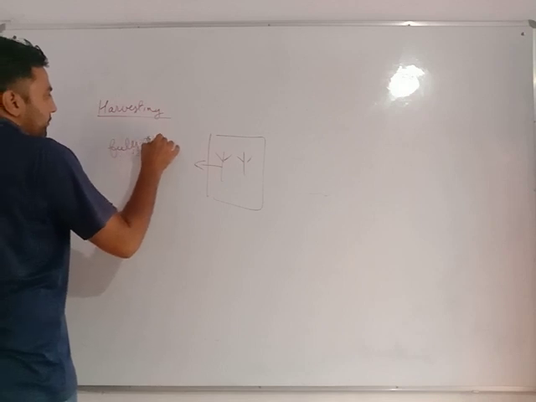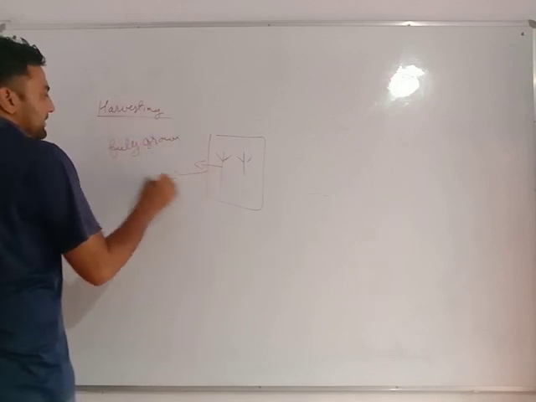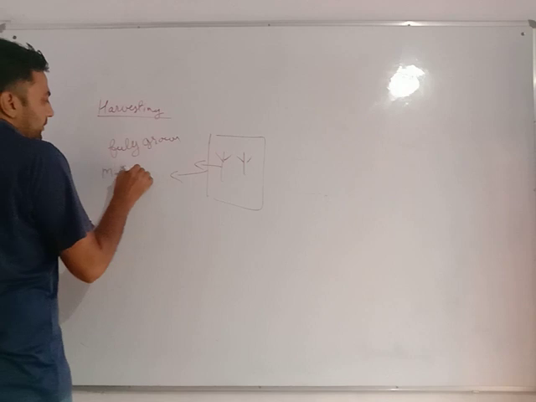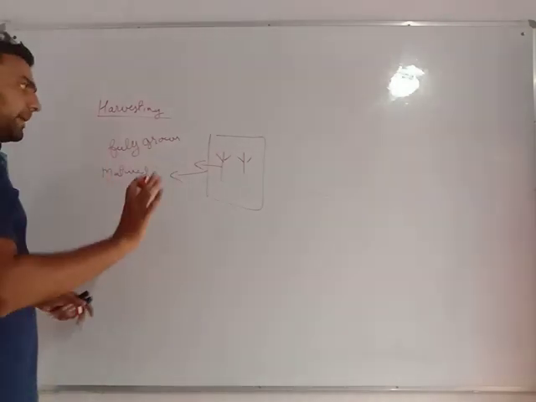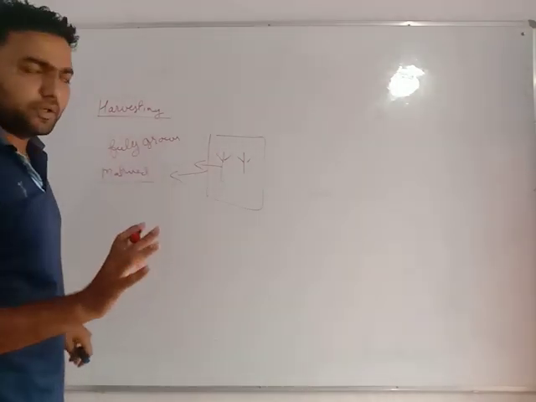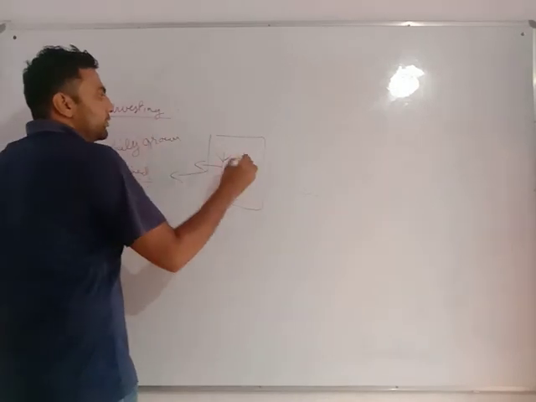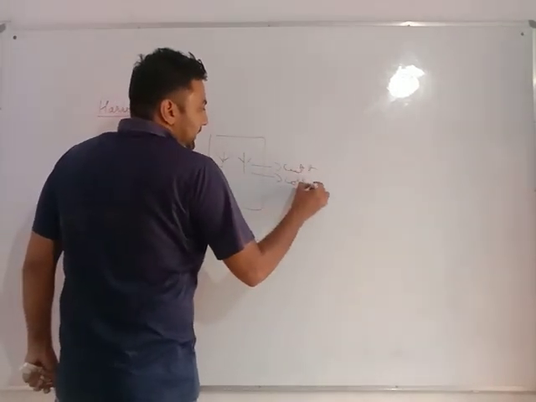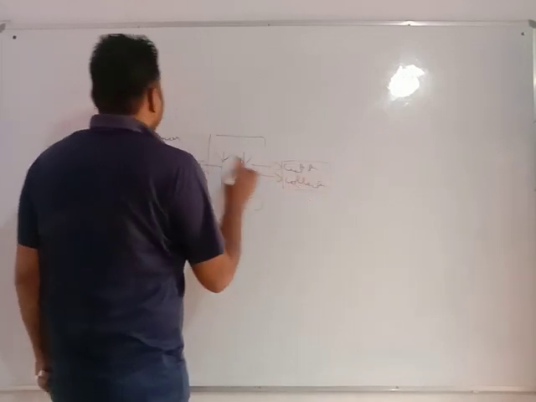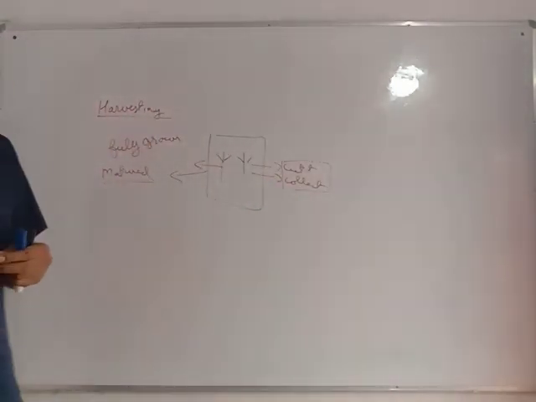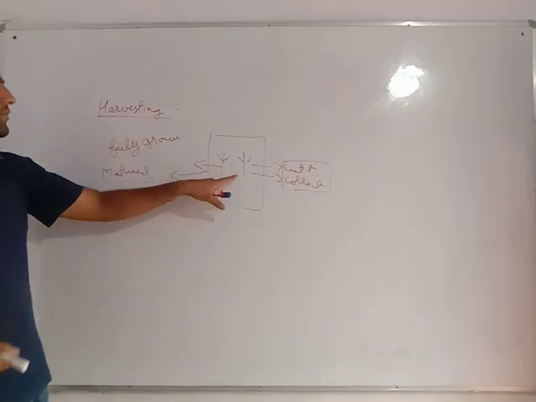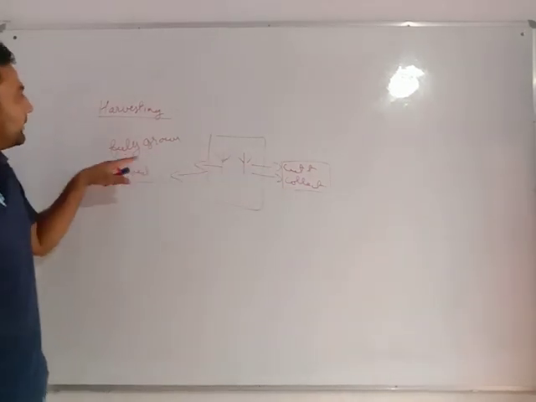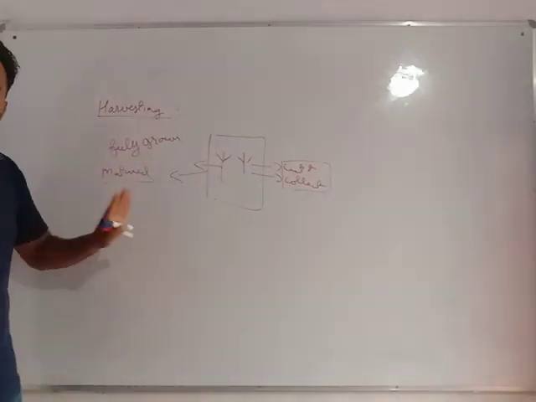It is now matured. So when my crop is fully grown and matured, now I need to cut this crop and collect it. This process is known as harvesting. What is harvesting? Harvesting is the process of cutting and collecting the crop when it is fully grown or matured.